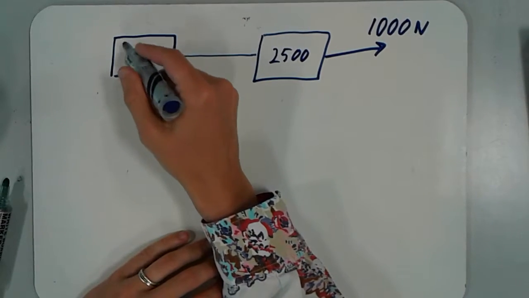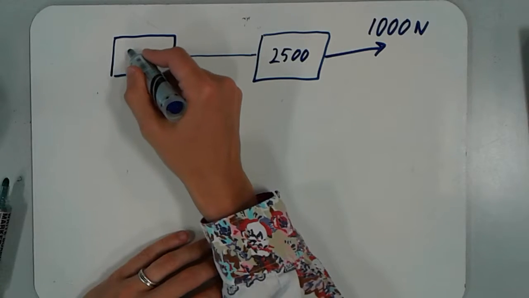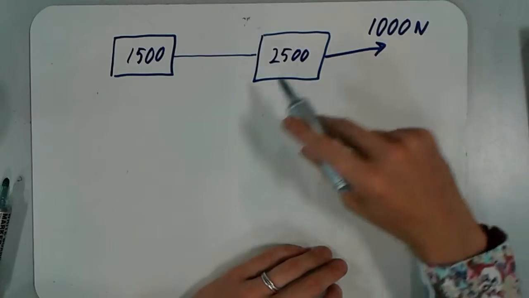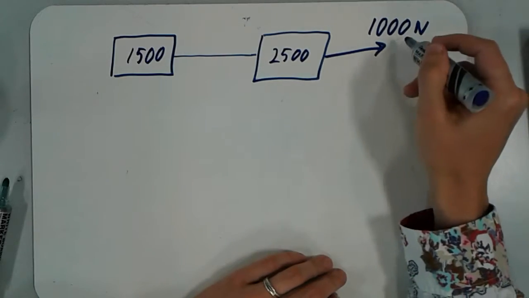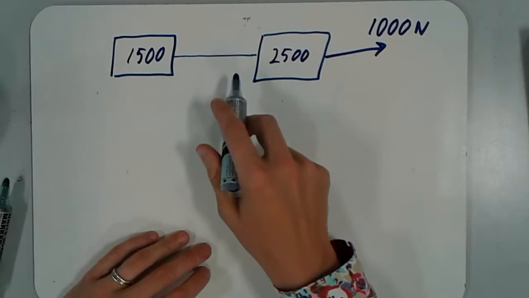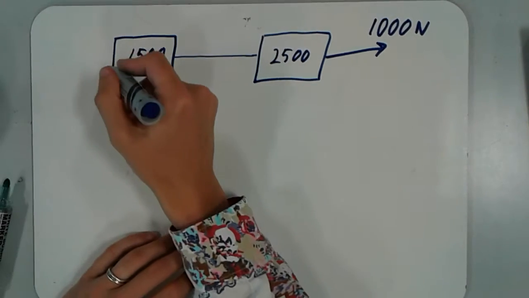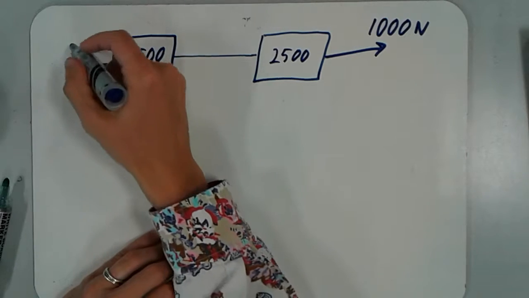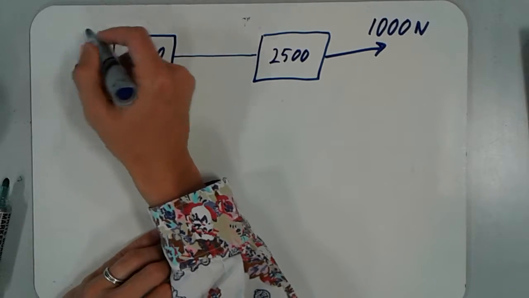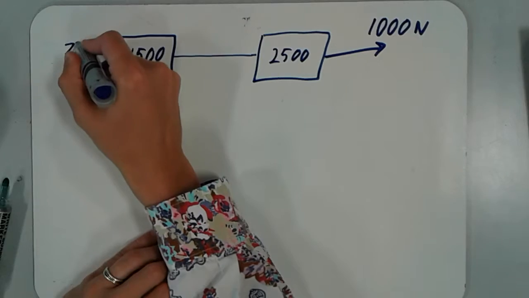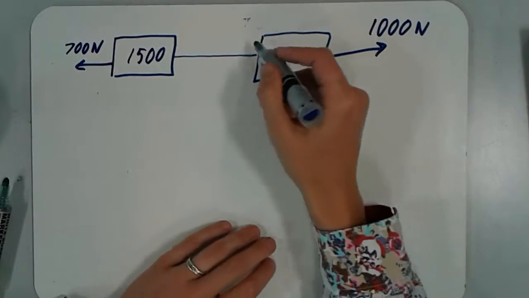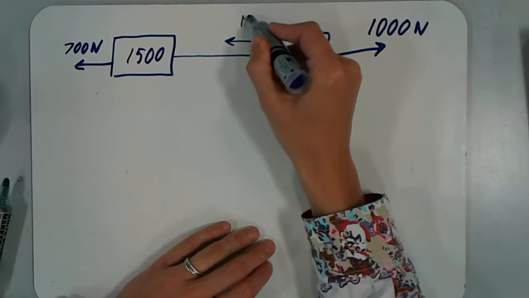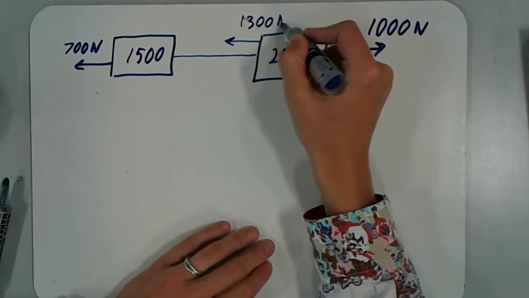And then we'll have the caravan weighing 1,500 tons. Okay, so we've got the driving force and the masses of the two objects, and we're going to put a resistance on each of these. Let's say that the caravan has a resistance force of 700 newtons, and the car has a resistance force of 1,300 newtons.